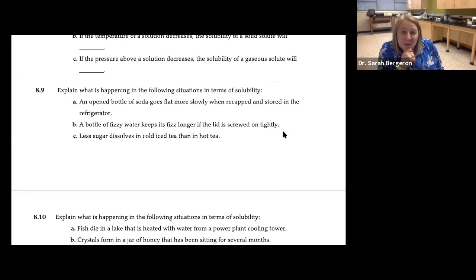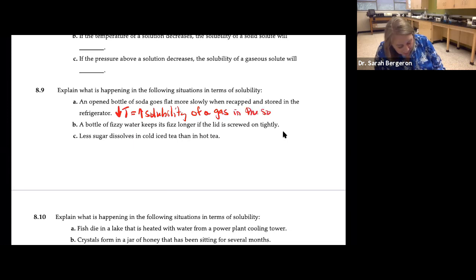All right, explain what is happening in the following situations in terms of solubility. An open bottle of soda goes flat more slowly when recapped and stored in the refrigerator. So what did we do? If we put it in the refrigerator, we decreased our temperature. What happens when you decrease temperature? You increase solubility of what? You have to be careful because you can't just say increase solubility, because it's opposite for solids and gases. So it increases the solubility of a gas in the soda.